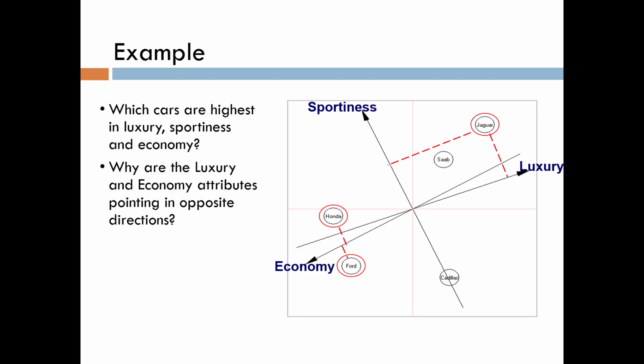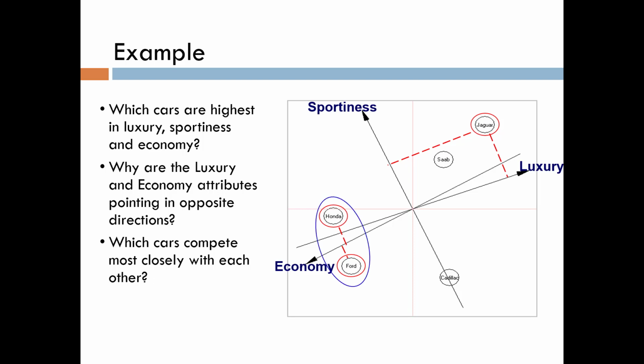In general, the angle between attribute vectors indicates their degree of correlation. The smaller the angle between them, the greater the correlation. The next question a manager might ask is, which cars compete most closely with each other? It seems likely that Honda and Ford would compete most closely because they are closest to each other on this map, which means they are perceived as being most similar to each other.